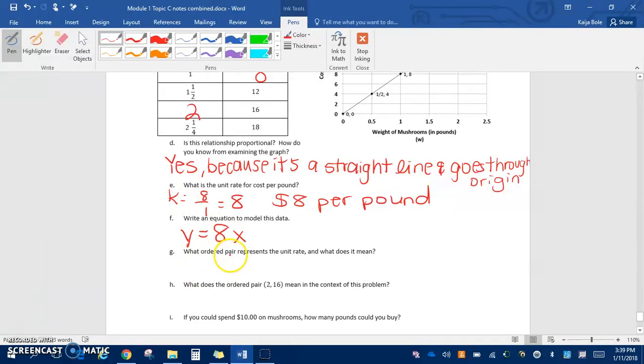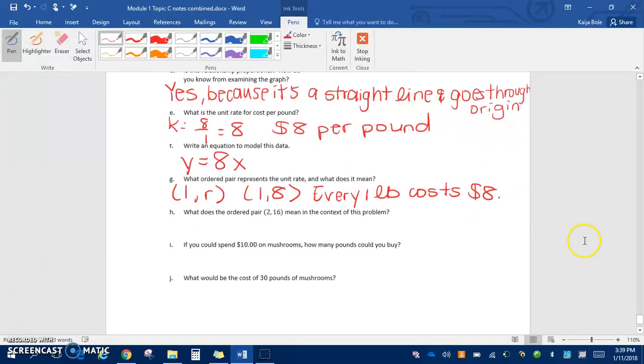Part G says, what ordered pair represents the unit rate and what does it mean? So remember, unit rate would be 1 comma r. And we saw this question on our last test. So our r is 8, so it would be 1 comma 8. And that means that every 1 pound costs $8. Okay. H says, what does the ordered pair 2, 16 mean in the context of this problem? So same thing, x is pounds, so it'd be that 2 pounds costs $16.